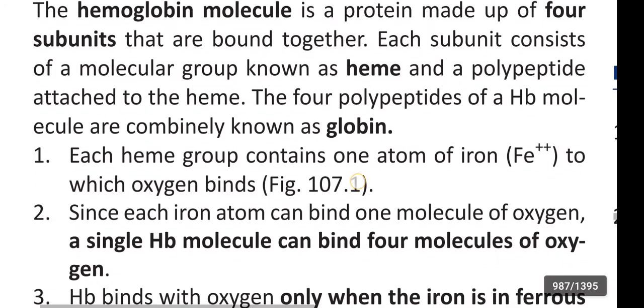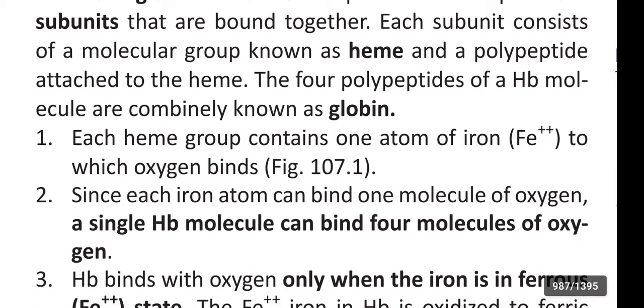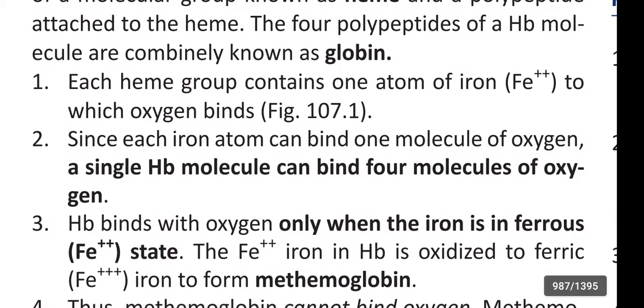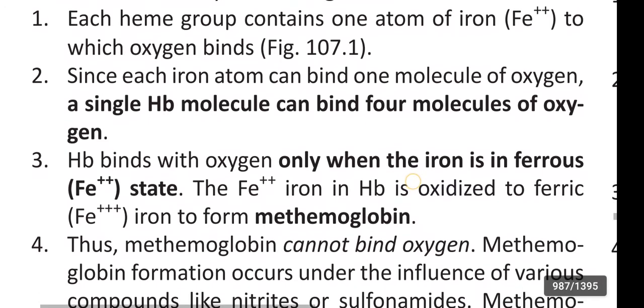Each heme group contains one atom of iron to which oxygen binds. Since each iron atom can bind one molecule of oxygen, a single hemoglobin molecule can bind 4 molecules of oxygen.